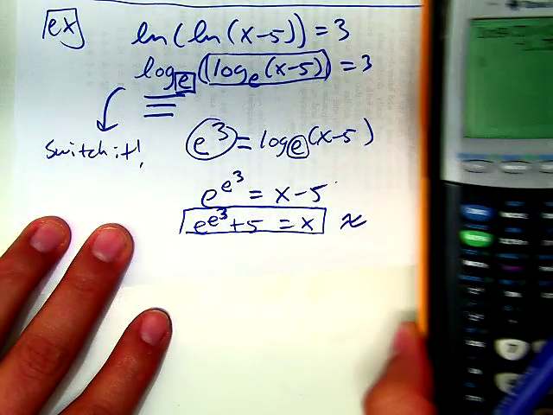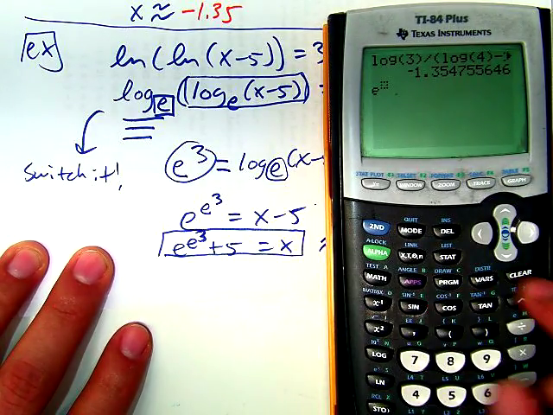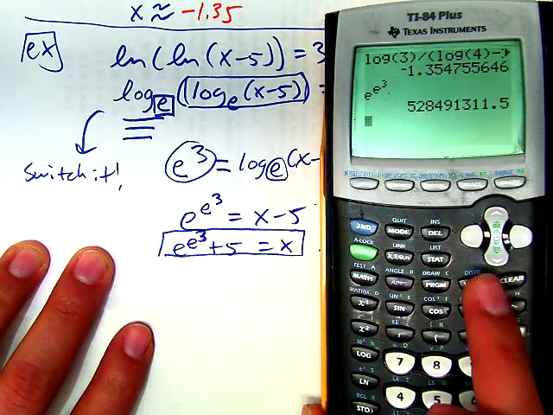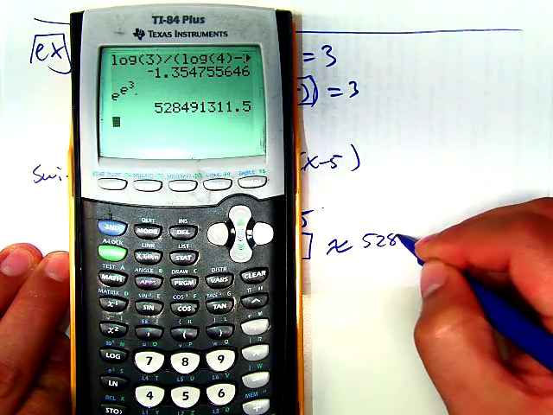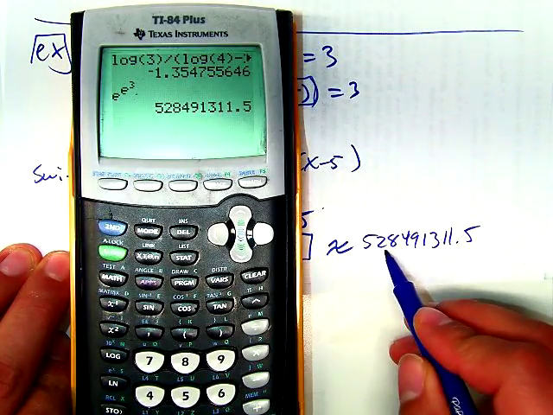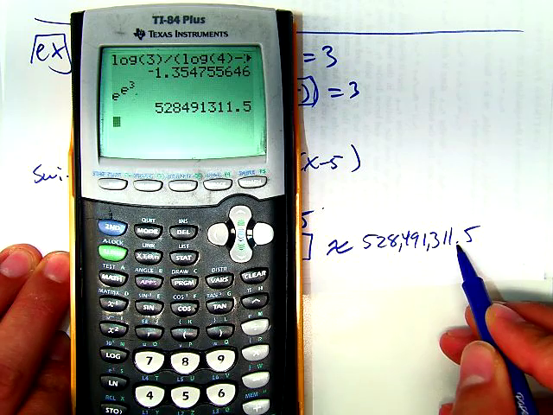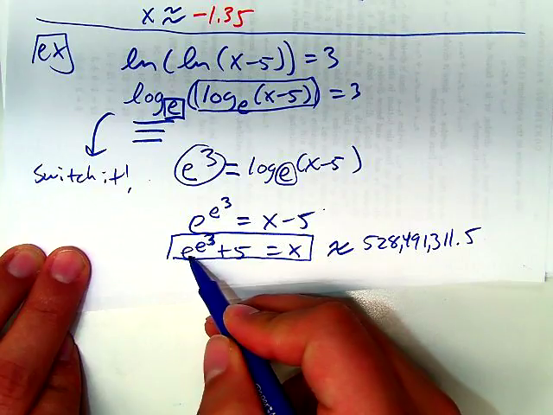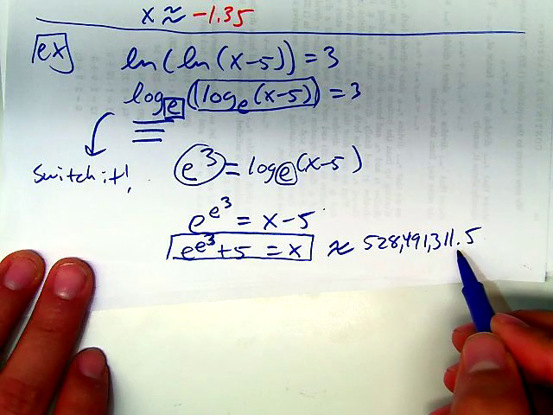And if you want to get an approximation, when you type it in the calculator, you do e to the e cubed, so this is one way to do it. Pretty large number. Okay? What is that? About 528,491,311.5. Okay, and I mean, kind of makes sense. E cubed gets pretty large, and then that's 2.7 to a really big number. I mean, these kinds of problems, the answers generally are going to be pretty large. Okay?